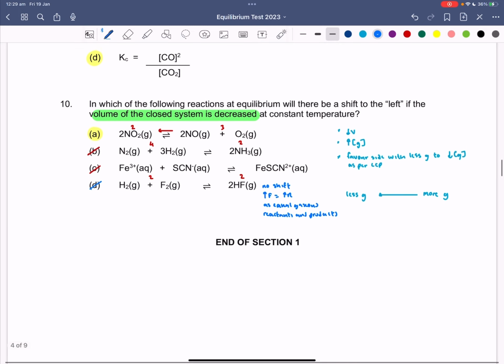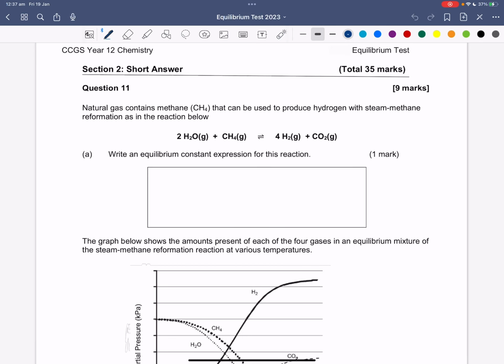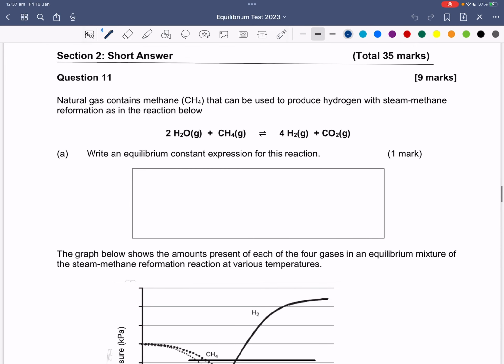That's the end of section 1. Section 2, short answer, question 11. They've given us an equation, write an equilibrium constant expression. Don't forget to write K equals. It's important that we write K equals.